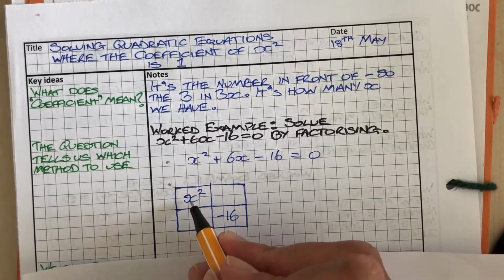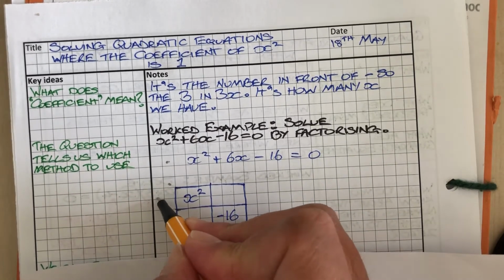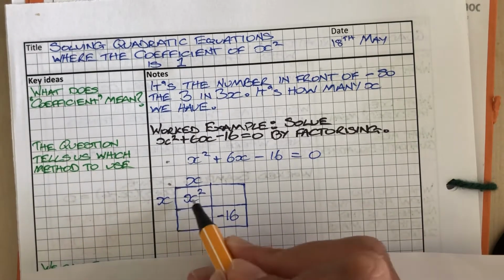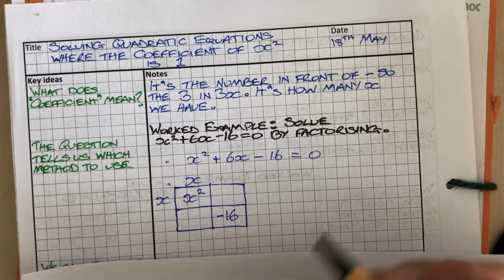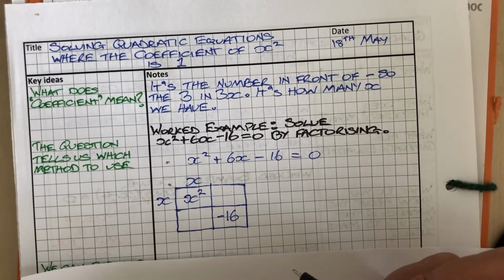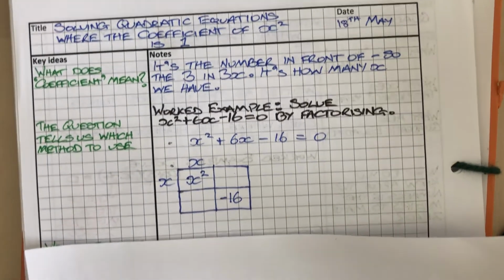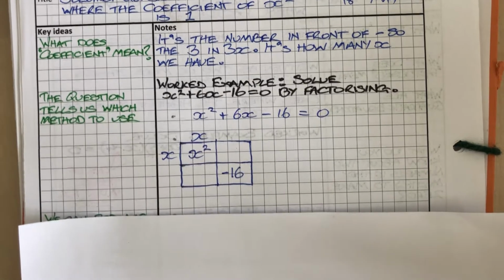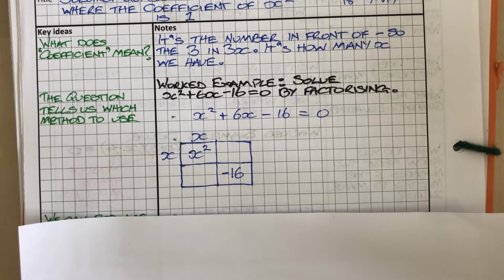Now, x squared can only be made by doing x times by x. So I'm going to put x here and here. I know x times x is x squared, and that is fine. Negative 16, there are a lot of different choices as to how I make that. Now, for the time being, I'm going to ignore the fact that it's negative 16 and treat it just as 16. I always say, when working with negative numbers, sort out the size of your answer first, then sort out the sign.